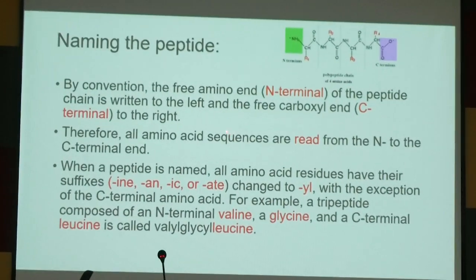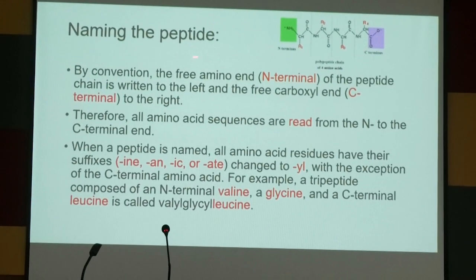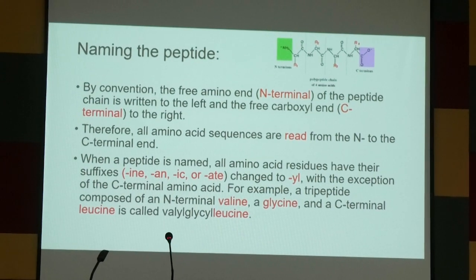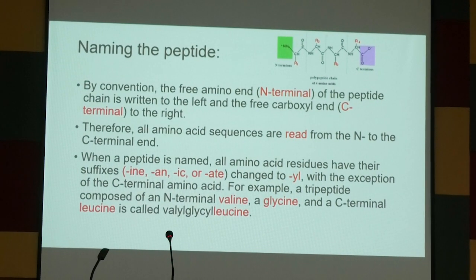Here also the same thing: when we write any polypeptide chain or the structure of any amino acid, we always write the amino group on the left side and the carboxyl group on the right side. This is the general rule. Sometimes in books it can be reversed, but that is not the general rule. This is also true for a polypeptide chain.